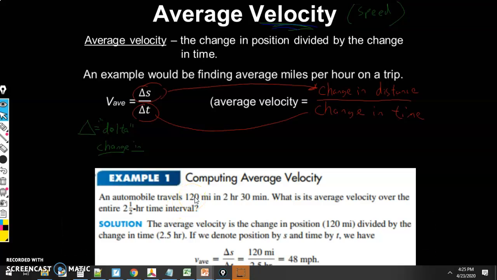we know the distance was 120 miles, okay? We know the time at 2.5 hours. So all we would have to do is divide the distance by the time, okay? So that's 48 miles per hour. Now, of course, you want to make sure the time is all in the same units, so you want to make sure to convert the 30 minutes to a decimal of 0.5. All right, so that's average velocity.